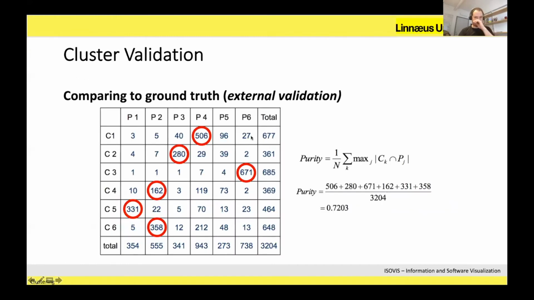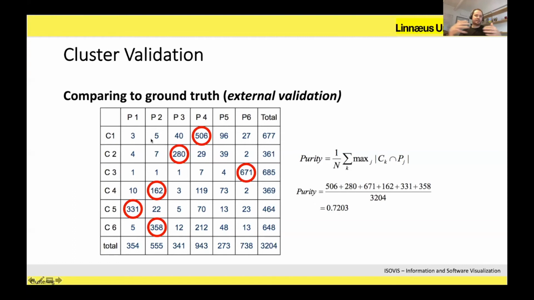And this is an example of a result. So for example, here we have 6 classes. So P1, P2, P3, P4, P5, P6. These are the 6 classes that exist in the data, because you have this data. Then you apply clustering. So you also get 6 clusters. So C1, C2, C3, C4, C5, C6.